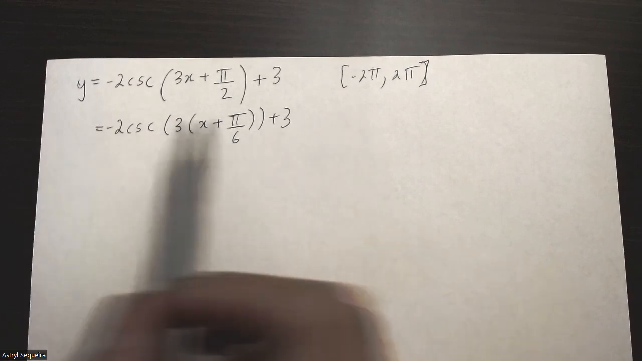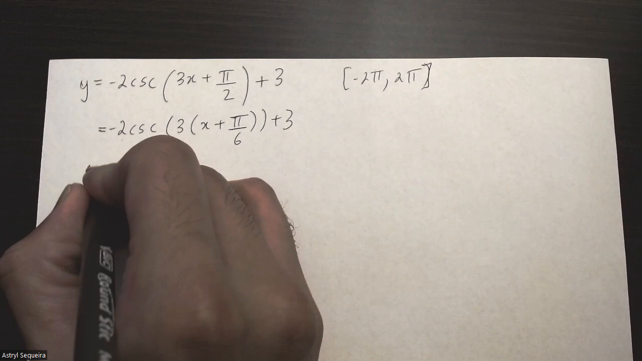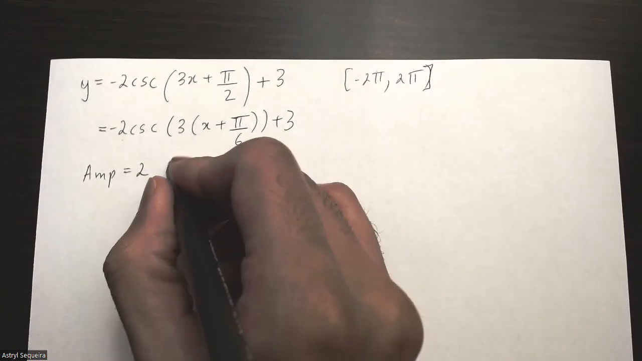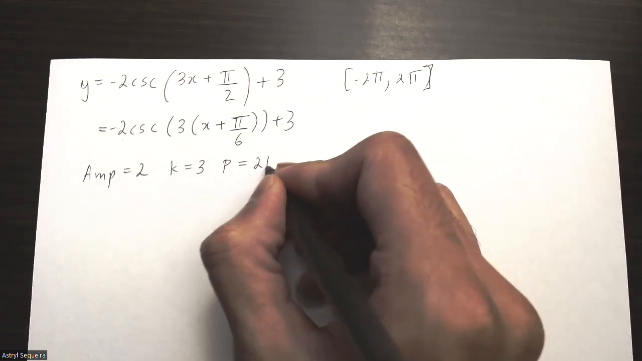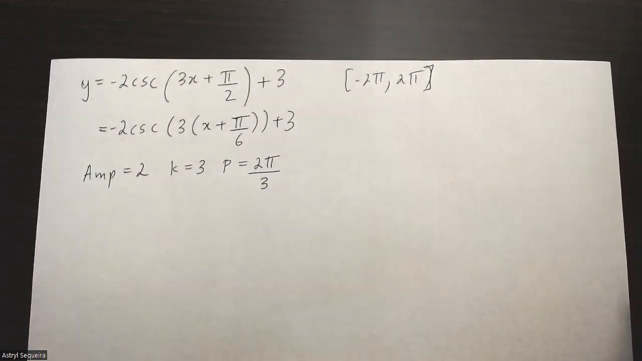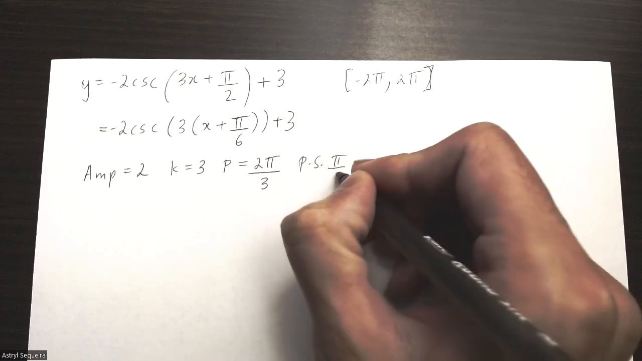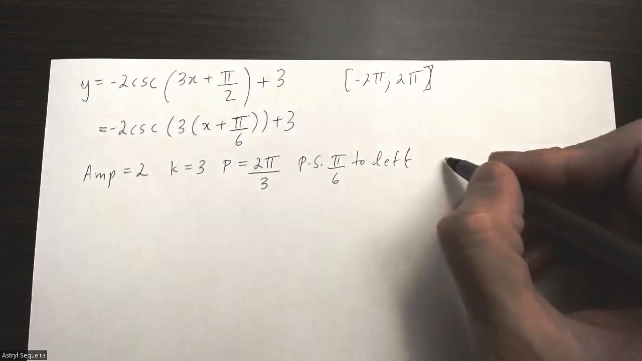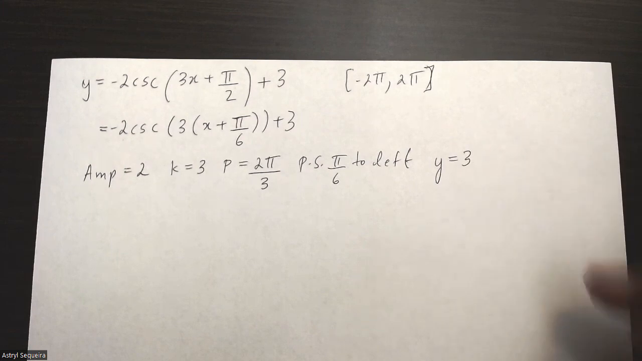Now I'll just do some of the key features of this graph. So I know that my amplitude is 2. My k value is 3, which means my period is 2 pi over k, which is just 2 pi over 3. I have a phase shift of pi over 6 to the left. And my equation of axis is y equals 3.